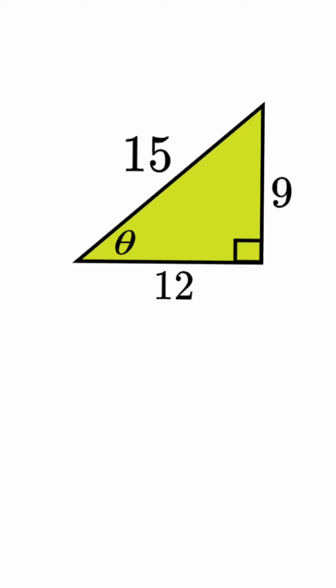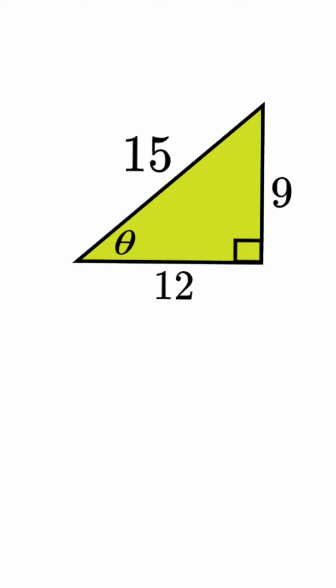However, it's important to note that we're not just limited to using the inverse cosine function to solve for the measure of theta. So if you decide to use the 9 and the 15 instead of the 12 and the 15, then you would be using the opposite leg with respect to theta and the hypotenuse. So then you would use the inverse sine function, since that's the function that contains the opposite leg and the hypotenuse, and you would take the inverse sine of 9 divided by 15.